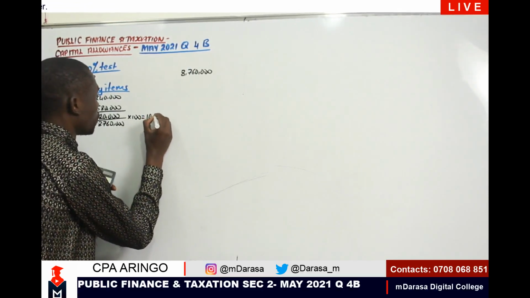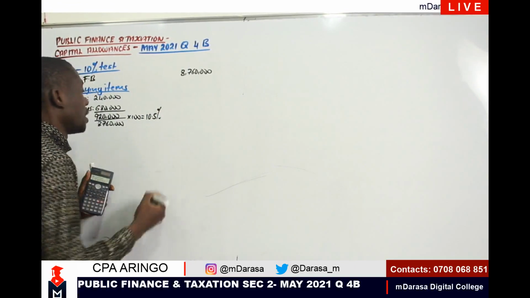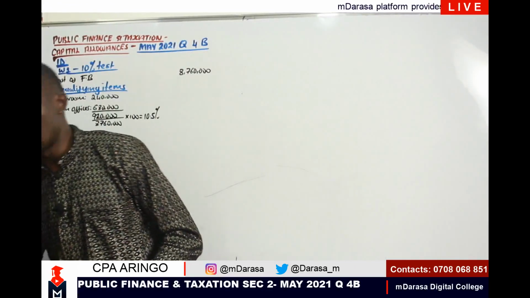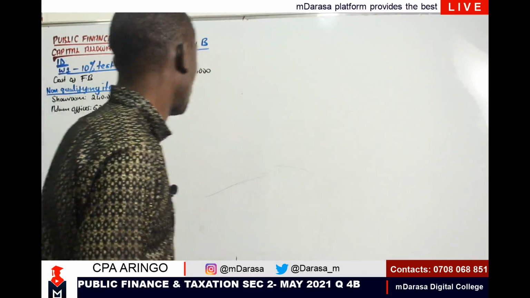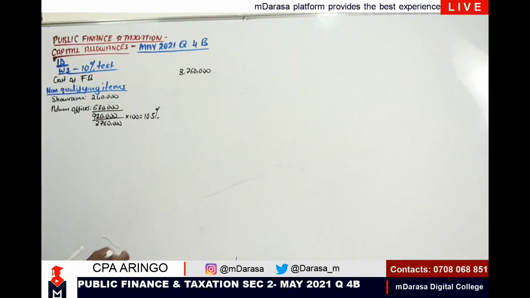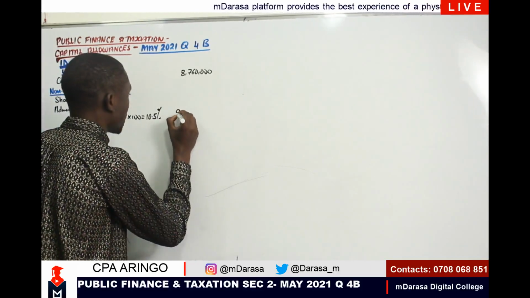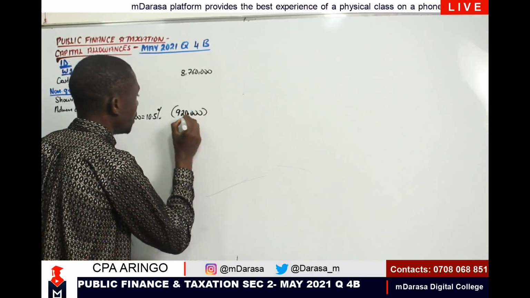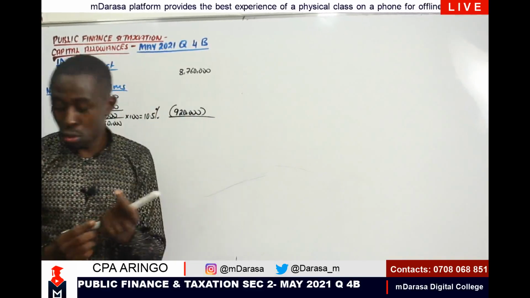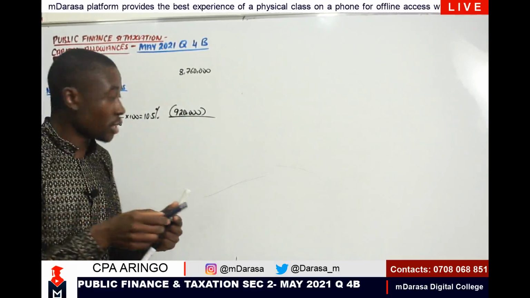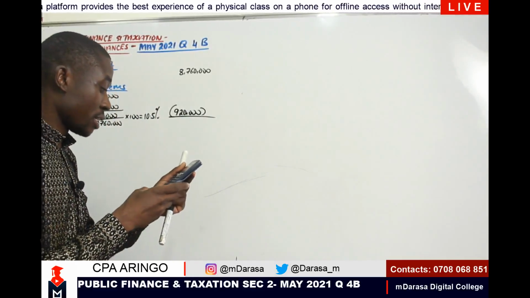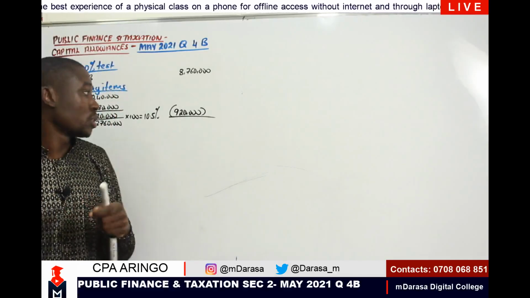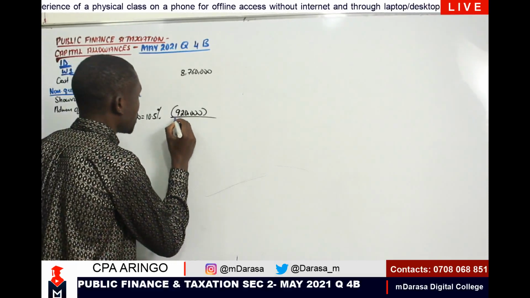So I'm having 10.5%, meaning that it is more than the 10% of the entire cost of the factory building. And if it is more than the 10%, we are supposed to deduct. So I'm going to deduct 920,000. Deducting 920,000, what will we have? That should give us 8,760,000 minus 920 to give us a figure of 7,840,000.